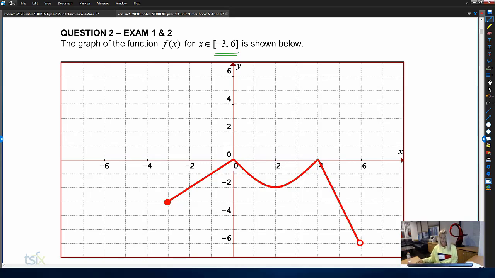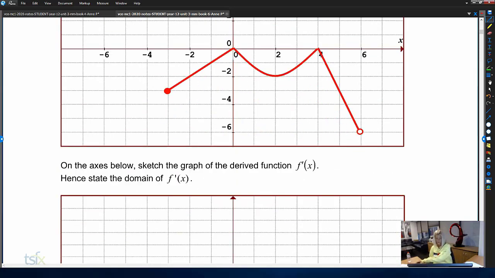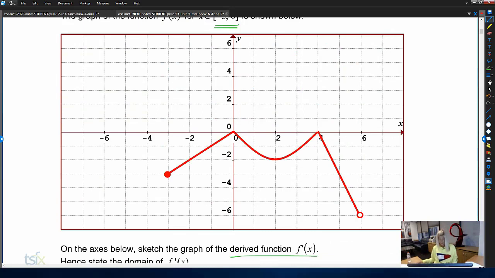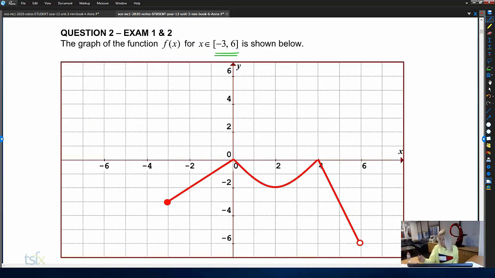And our goal of the question is to sketch the graph of the derived function, or the derivative f dash x, and hence state its domain. Okay, so our goal is to draw the derivative function. I might draw it up here just so I can stay on the same graph whilst I work. I'm going to pick a different color so it's really distinguished from the parent function. So I'm going to draw the derivative function, the gradient function, in blue, and I'm going to call it dy dx.